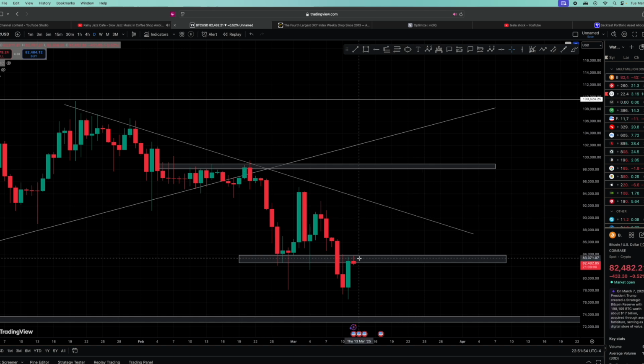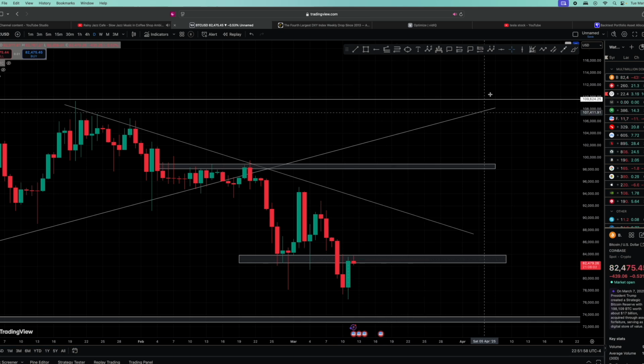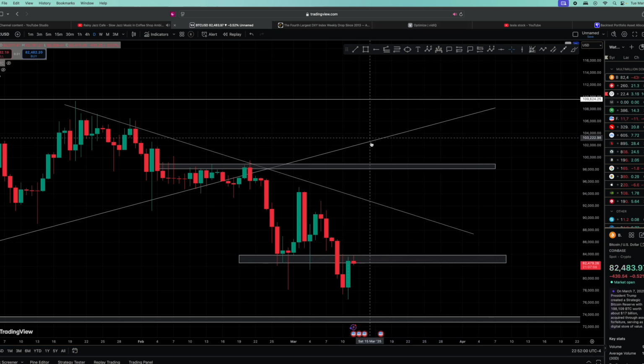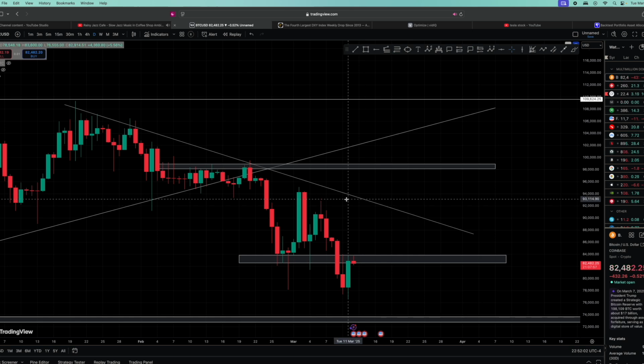So let's see. But I definitely want to see price get above here, and maybe we chop before we break out, or maybe we just run straight through it, because Bitcoin gets going very quickly. You'll go to sleep, it's 82,000, you wake up, it's at 92,000. It's crazy. Not saying that this is going to happen.